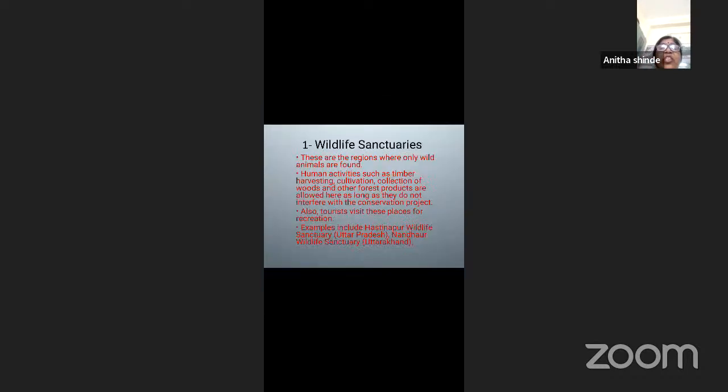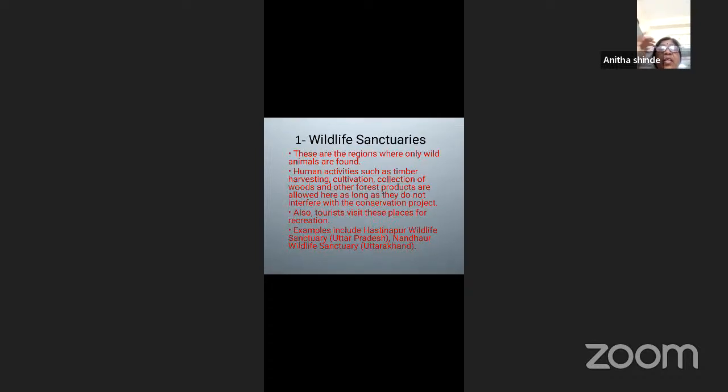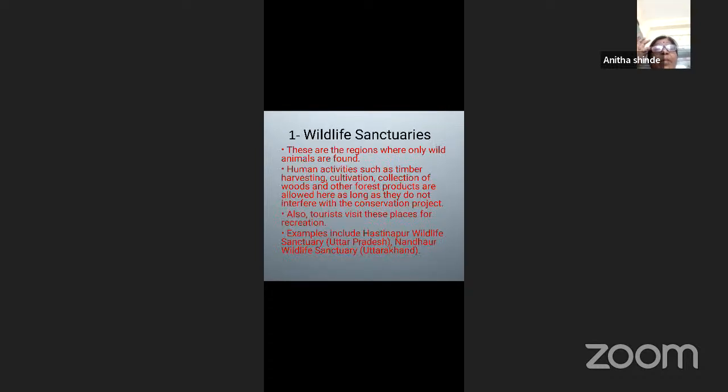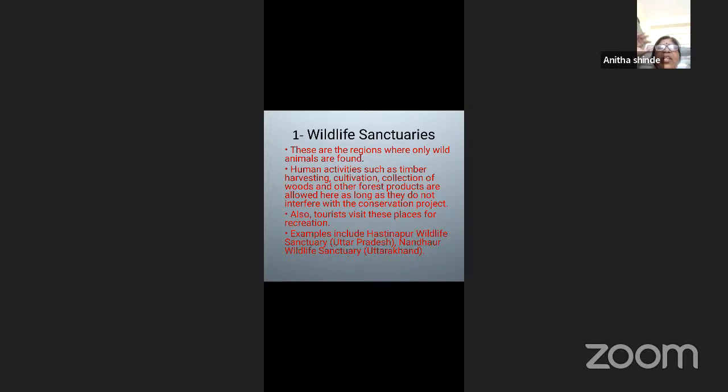Wildlife sanctuaries we have already seen. These are the regions where only the wild animals are found. Human activities such as timber harvesting and cultivation are allowed as long as they do not harm or interfere with the conservation project. Tourist visits are also allowed for recreational purposes, but as long as they do not harm or interfere with the conservation project.